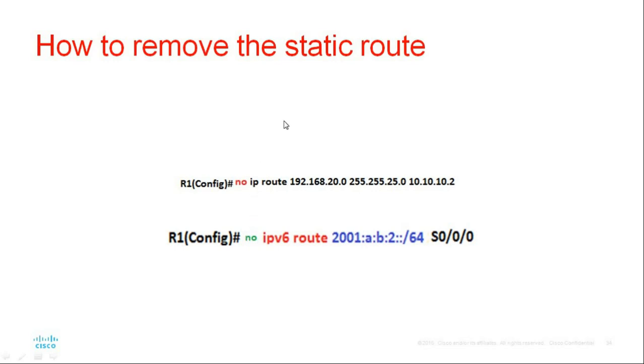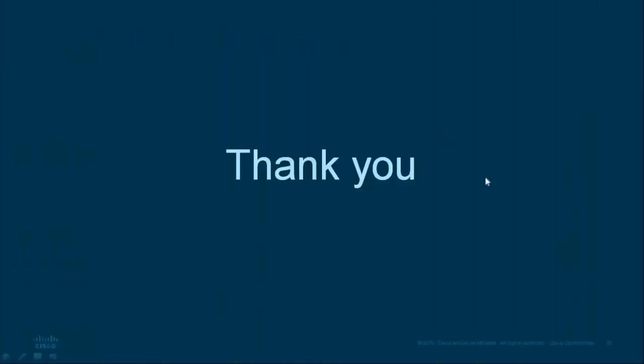So this is the point here. If you want to remove static route entries from the routing table, you have to give the command no followed by the full route: ip route, network, subnet mask, gateway, or something like this. No ipv6 route, prefix with prefix length, and exit interface. So remember, you have to put no in front of this one. That is how to remove the static route. That's it. That's all about this chapter. Thank you so much for listening.